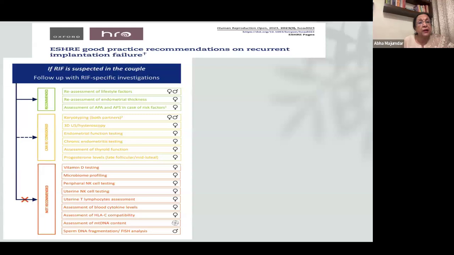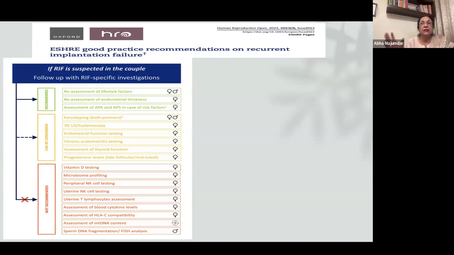Now we come to what is recommended. Reassessment of lifestyle factors. Look that they're not diabetics, the sugars are not high. Are they too obese? Do you want to reduce? I mean, obesity we cannot reduce, but we have to deal with it. So lifestyle factors, are they on smoke or drugs or something?